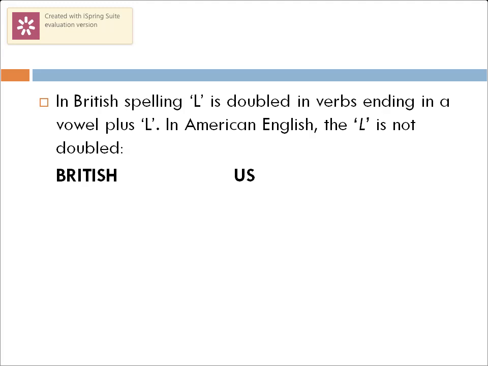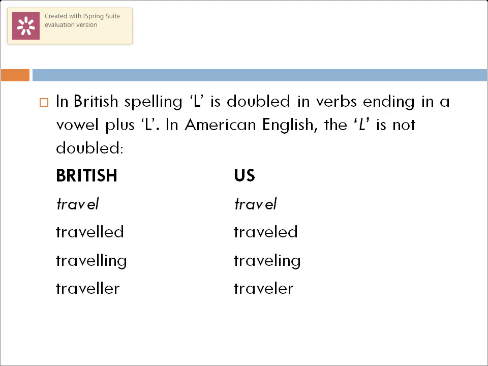In British spelling, L is doubled in verbs ending in a vowel plus L. That is, if you have a word like travel, where the letter L is preceded by the letter E, and you're writing traveling or traveler, it is always double L in the British spelling, whereas the letter L is not doubled in American spelling. So traveling in American spelling would only be TRAVELING.